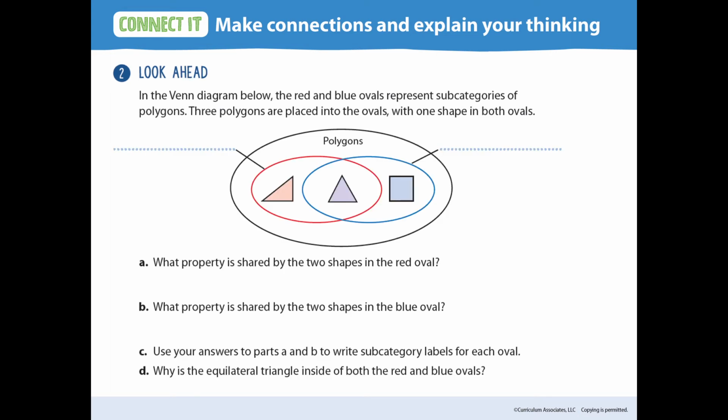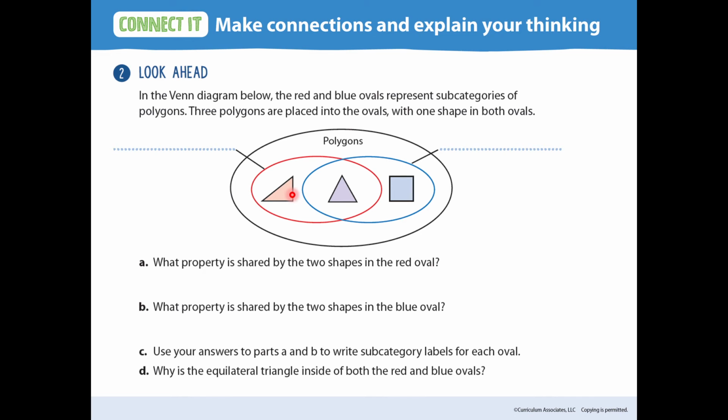Number 2, look ahead. In the Venn diagram below, the red and blue ovals represent subcategories of polygons. 3 polygons are placed into the ovals, with one shape in both ovals. What property is shared by the 2 shapes in the red oval? So if we are looking at the red oval here, we have this right triangle and this equilateral triangle. So a property that is shared by both of those shapes is that they are both triangles.